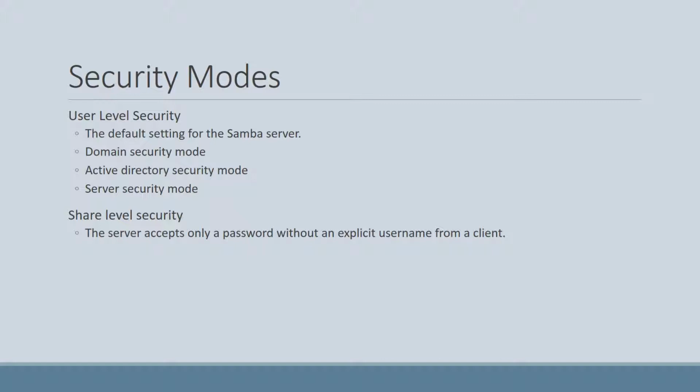Share level security. With share level security, the server accepts only a password without an explicit username from the client. The server expects a password for each share, independent of the username. There have been reports where Microsoft Windows clients have had compatibility issues with share level security servers. Samba developers strongly discourage the use of share level security.